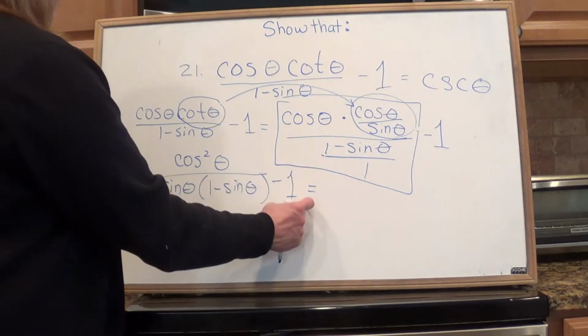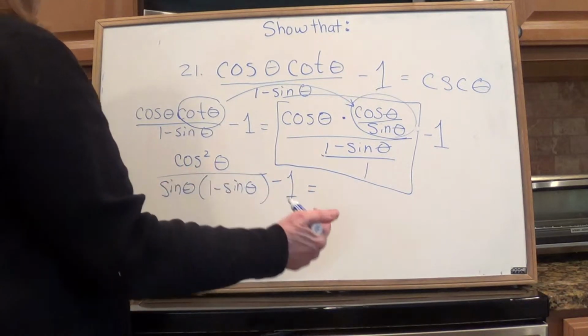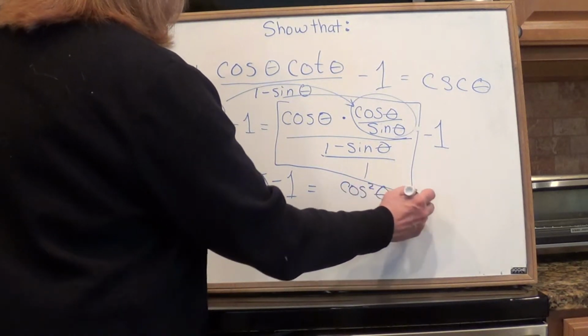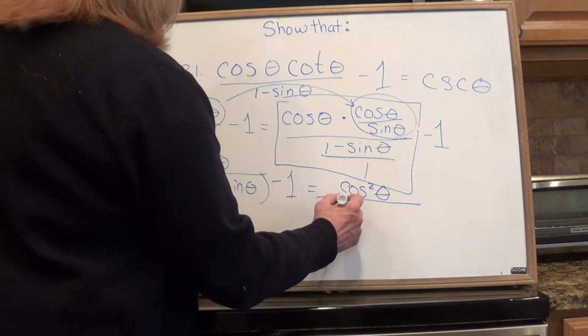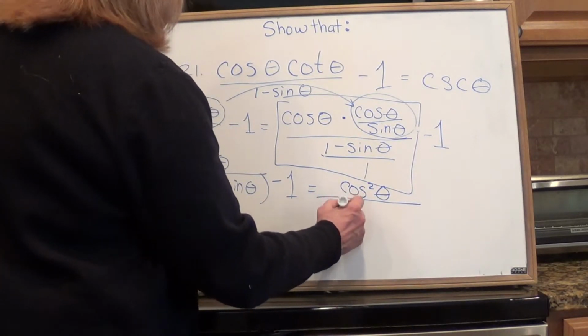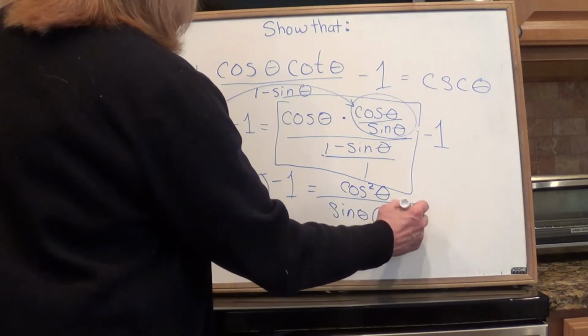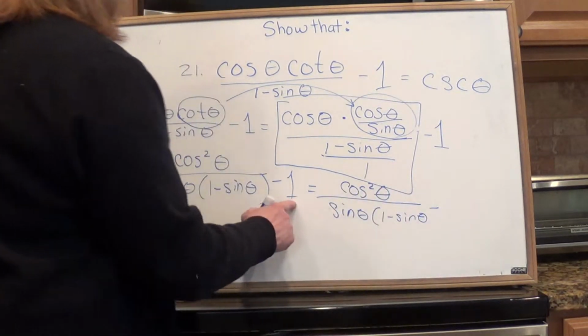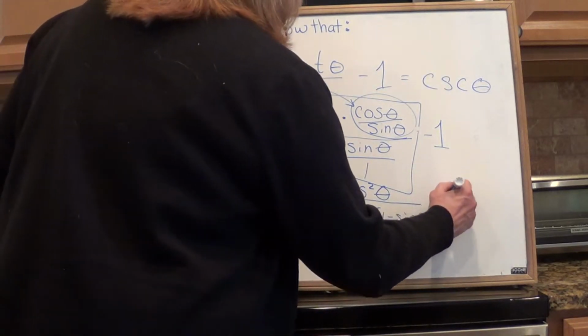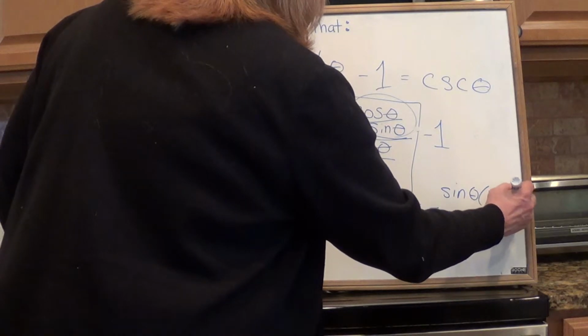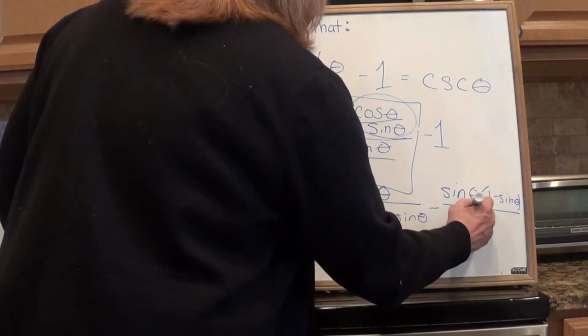Is not 1 this over itself? I can't remember. I hope this works out. So I have sine theta, 1 minus sine, minus, now for the 1, I'm going to call it sine theta, 1 minus sine theta over itself.